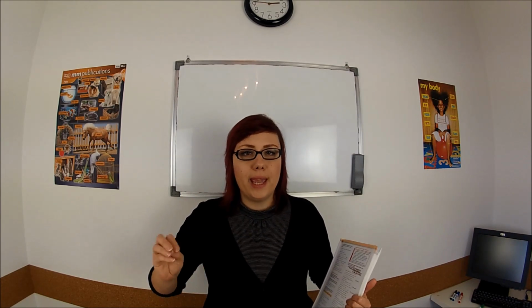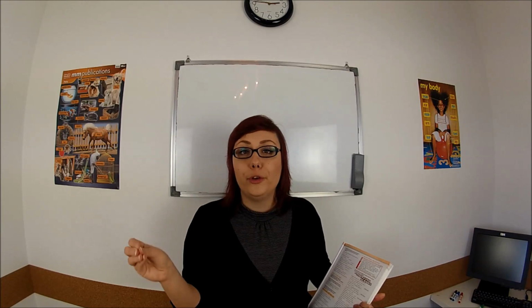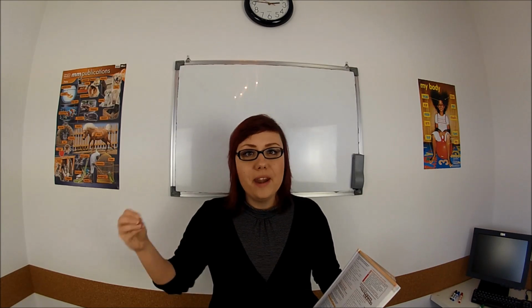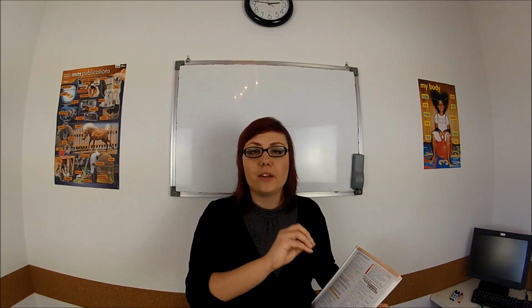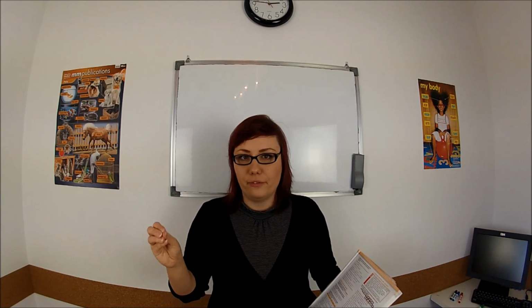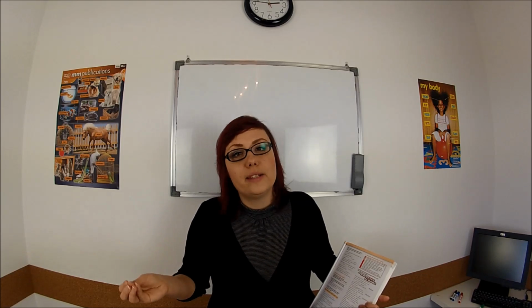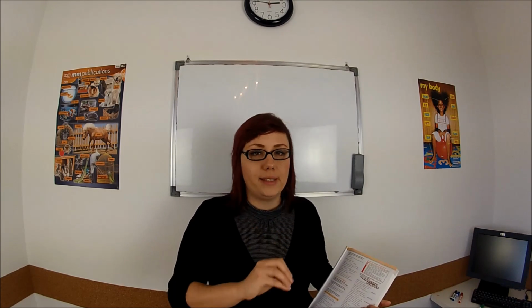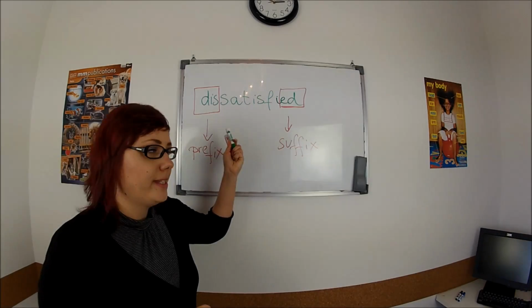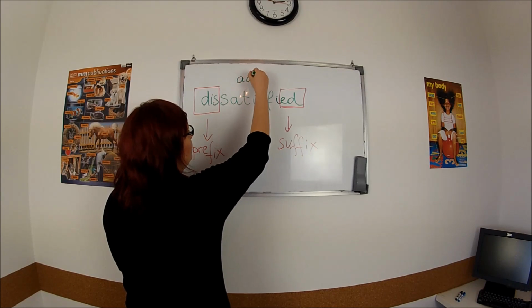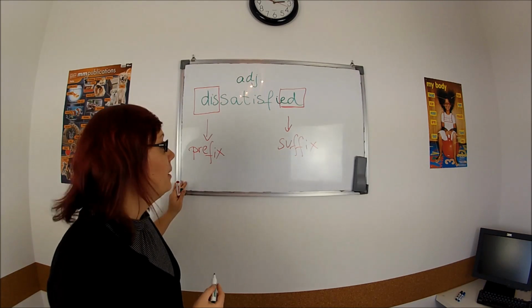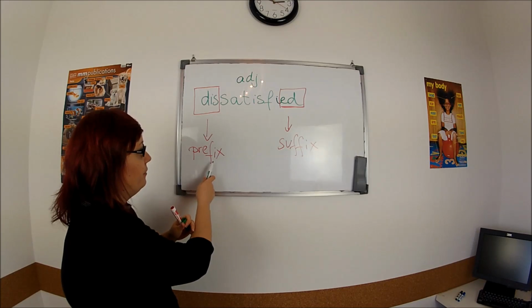And you have to be able to make nouns from verbs or make verbs from nouns, and we are going to practice these, or make negative verbs from positive verbs, or make negative adjectives from positive adjectives, okay? It's really important. So if you take the word dissatisfied, it's an adjective, right? It's an adjective. And this is the prefix.